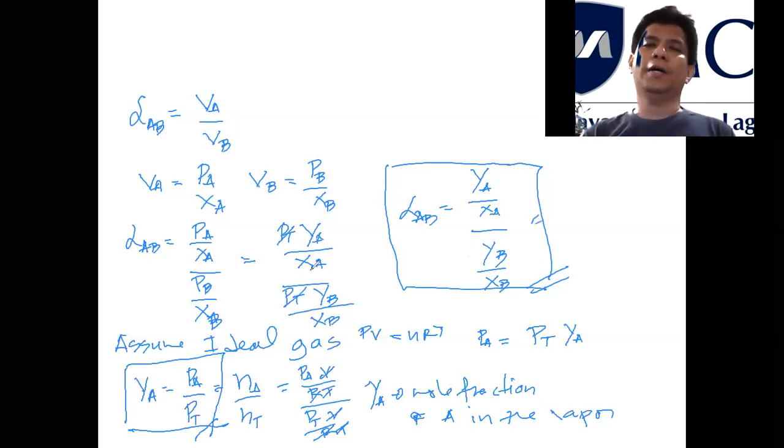Another thing, Y sub A over X sub A, if you remember from PChem, is defined as the equilibrium ratio. The equilibrium ratio K of a particular substance is available in the handbook. So basically, alpha AB, if we use the handbook to find it, is equal to K sub A, the equilibrium ratio, divided by K sub B.